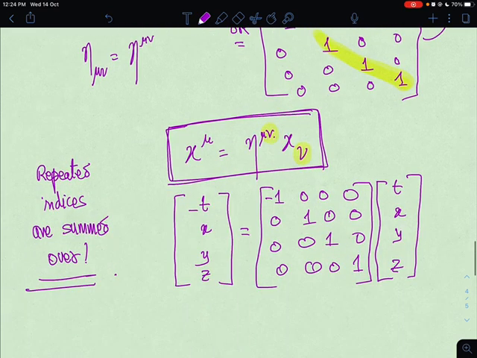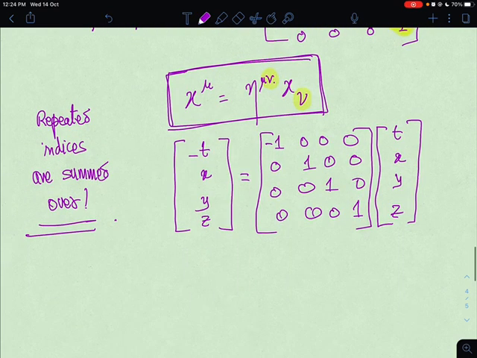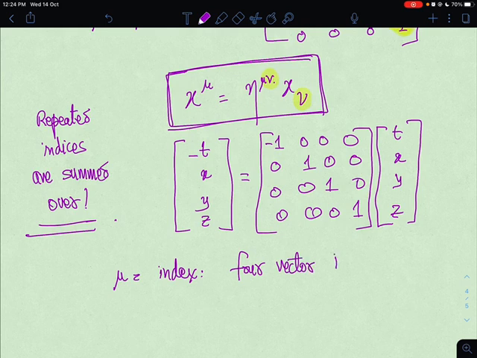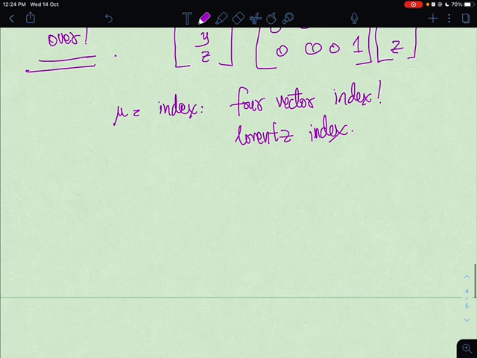So I want to introduce this: x mu is called a 4 vector. Anything with an index, and mu is called an index. This is called a 4 vector index, also called a Lorentz vector index. Once we have this definition, we will try to define what is called the line element.